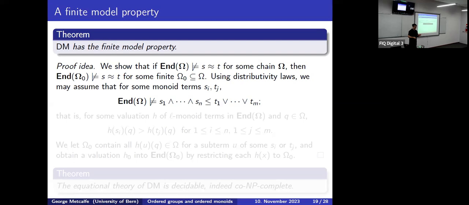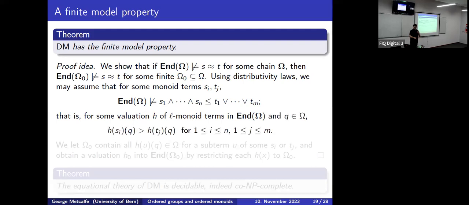So what does this mean? It means that we have some way of assigning the variables to order-preserving maps on Ω such that the inequation fails at some point in Ω. I call it an evaluation of the L monoid terms, but it's just assigning to the variables elements of End(Ω), so order-preserving maps, and some element q in Ω, so that these inequalities hold: h(si)(q) is greater than h(tj)(q), where i is between 1 and n, and j is between 1 and n.